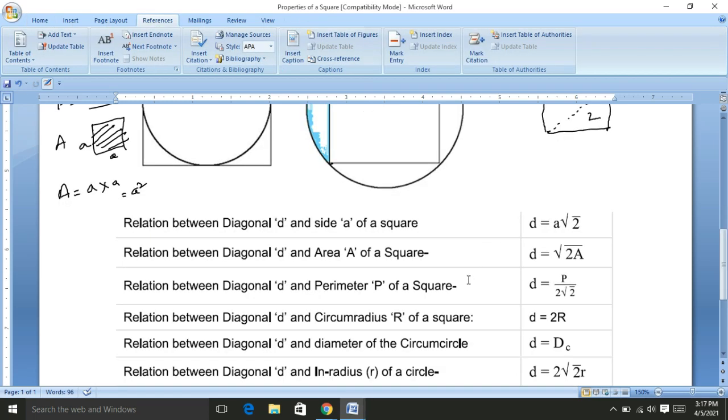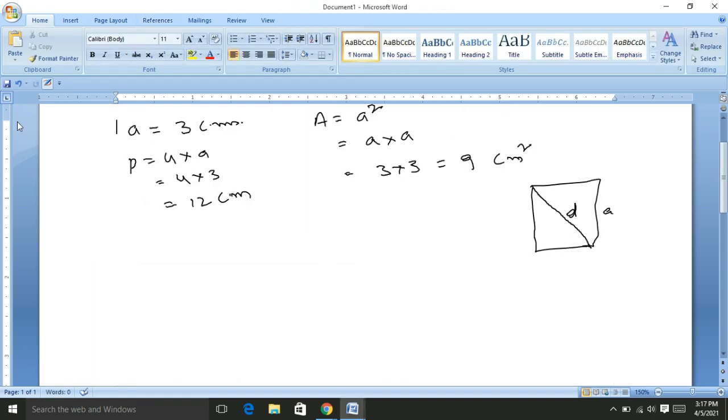Actually, the third one, the relation between the perimeter and the diagonal: d equal to p by 2 root 2. That means here we know the perimeter is equal to p equal to 4a.